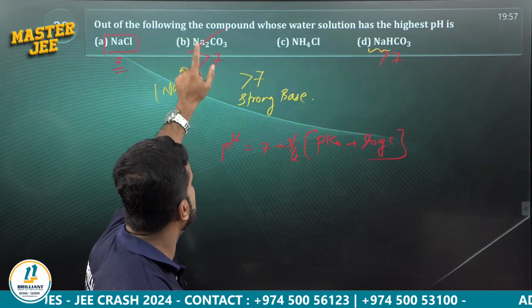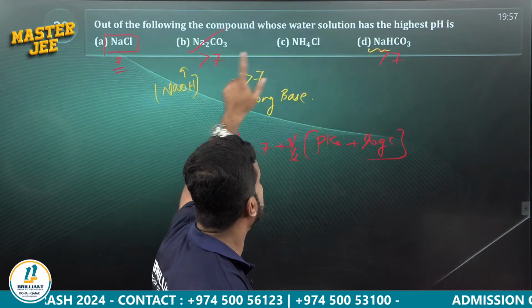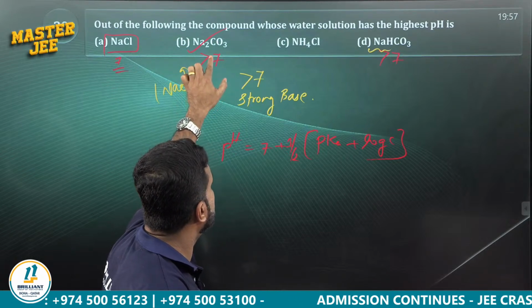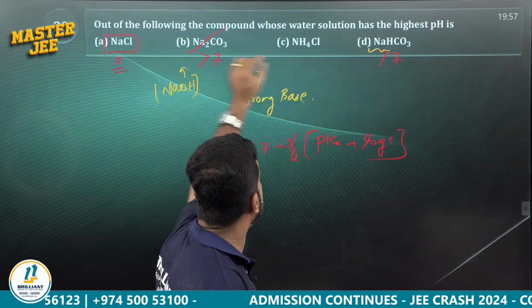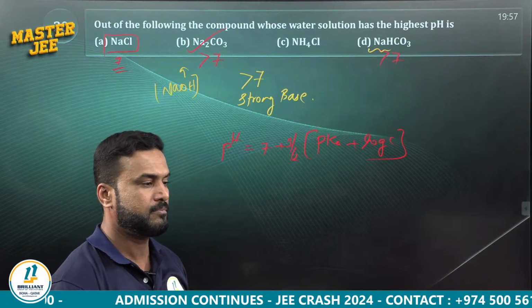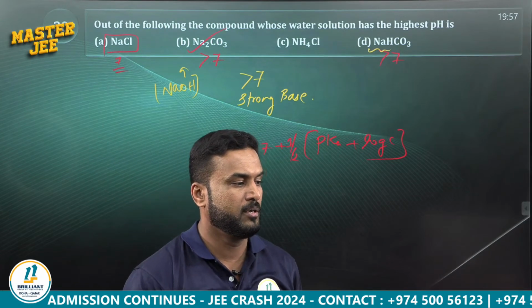Here it's quite easy. Only these two have to be considered, greater than 7. The remaining will not come. So here it will be greater than 7, greater than 7. But among these two, here the concentration of the NaOH is more. That's why Na2CO3 will come. Okay. Hope you understood.